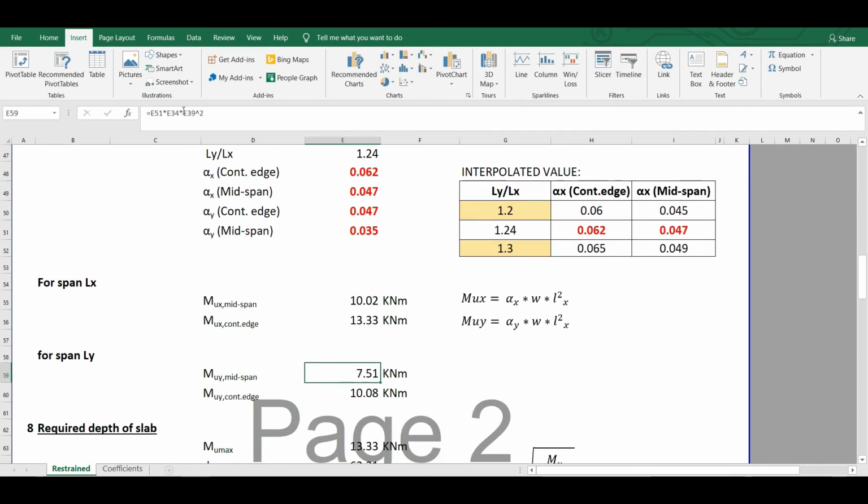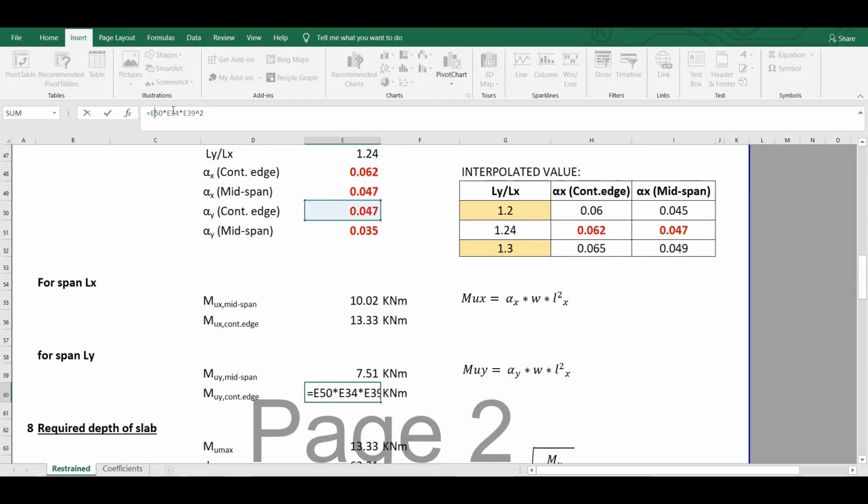Similarly for span Ly, alpha y at the mid span multiplied by Wu multiplied by Lx effective squared, and Muy at the continuous edge is equal to alpha y at the continuous edge multiplied by Wu multiplied by Lx effective squared. Please note here that in both the bending moments we multiply by the effective length in the shorter direction squared. So here we will use Lx squared in both the formulas.